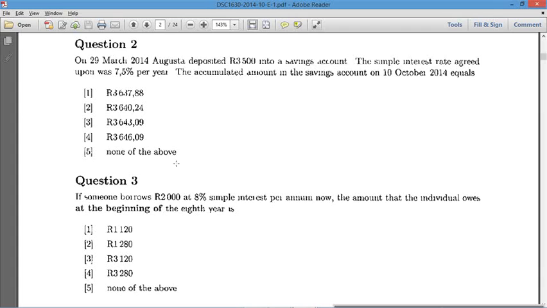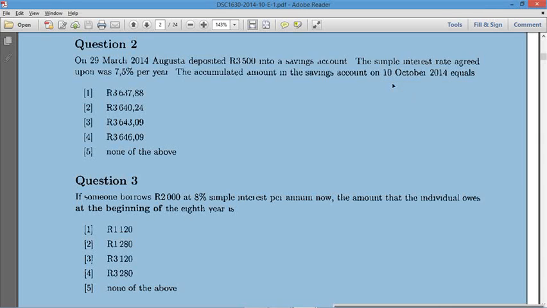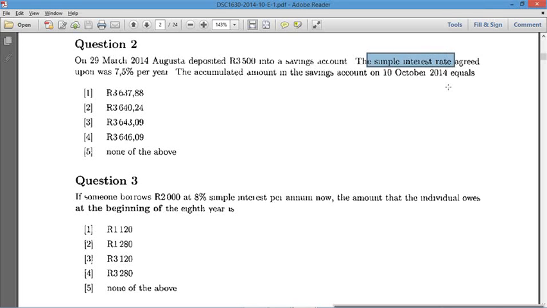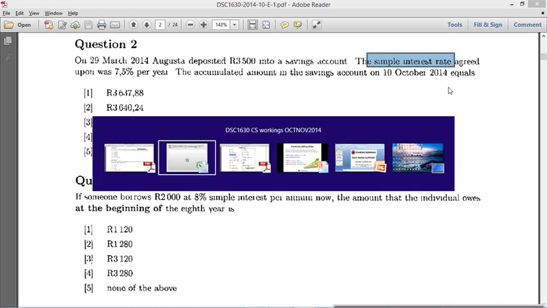Question number 2 says, on 29 March 2014, A deposited 3,500 into a savings account. The simple interest rate agreed upon was 7.5% per year. The accumulated amount in the savings account on 1st October. For me and for you, what should be standing out is this: dates. When you see dates, you know you're going to have to do what? Calculate the days. And I'm also looking at this, simple interest rate. So now I know exactly what formula to use.